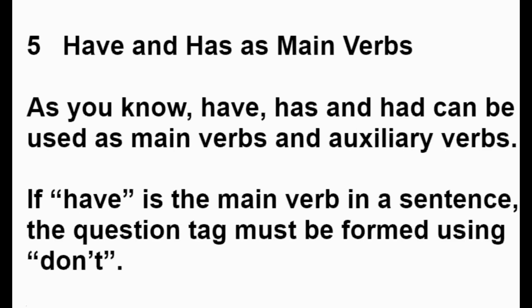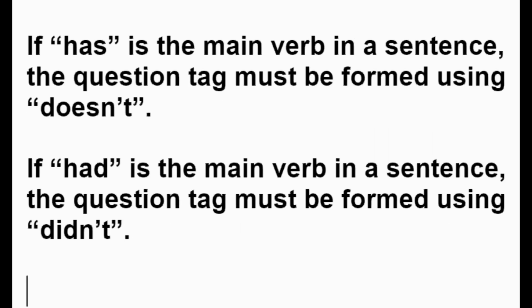Have and has as main verbs. As you know, have, has and had can be used as main verbs and auxiliary verbs. If have is the main verb in a sentence, the question tag must be formed using don't. If has is the main verb, the question tag must be formed using doesn't. If had is the main verb, the question tag must be formed using didn't.